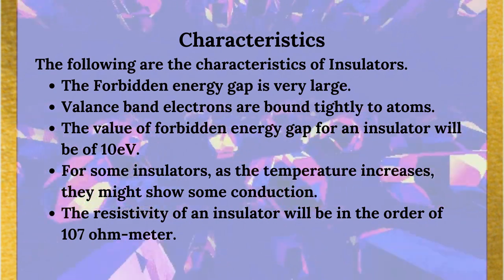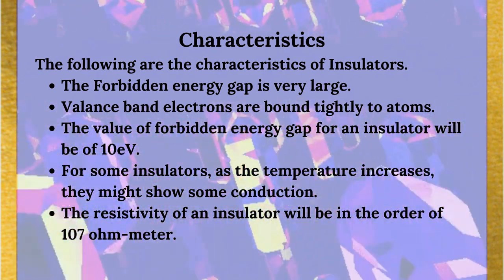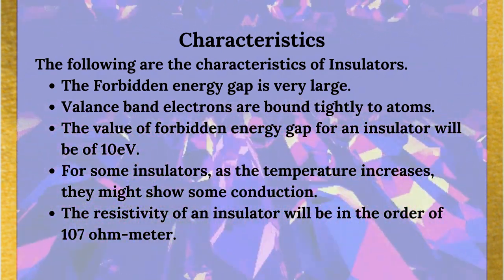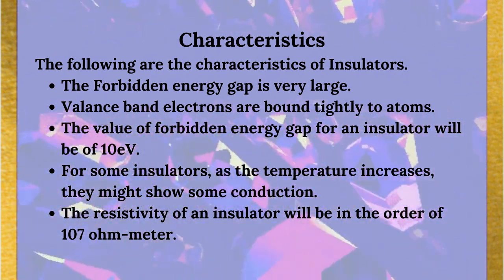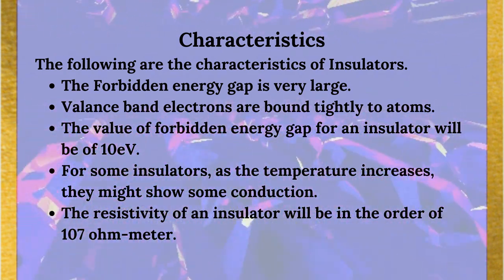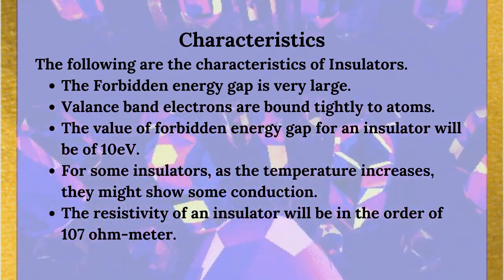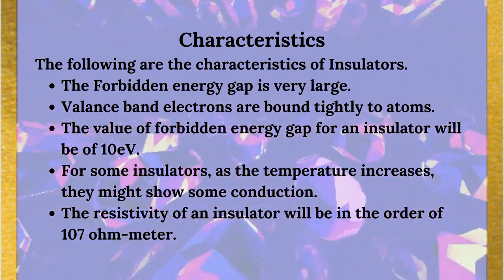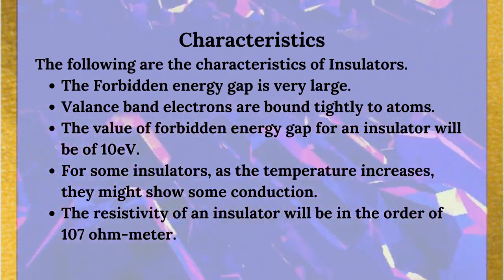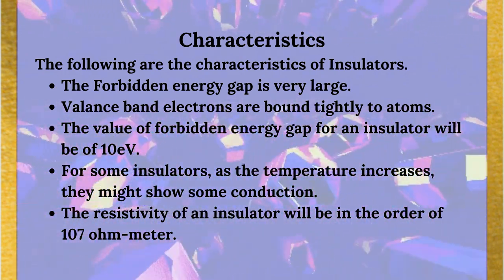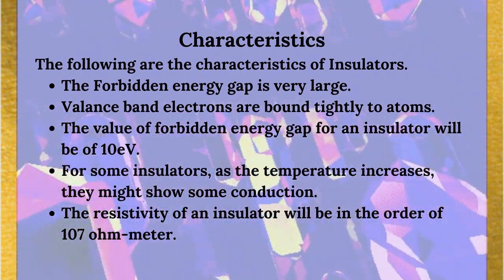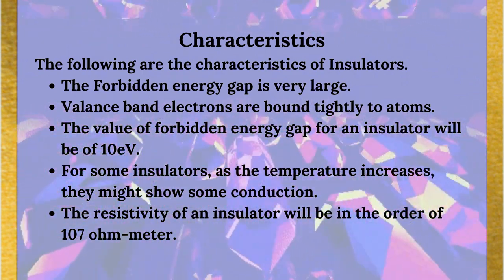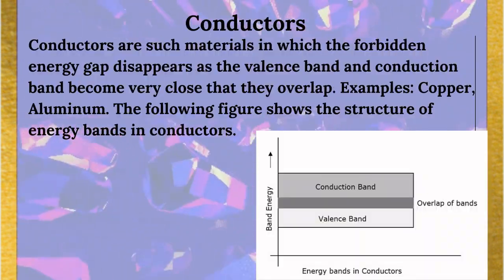The following are the characteristics of insulators. The forbidden energy gap is very large. Valence band electrons are bound tightly to atoms. The value of the forbidden energy gap for an insulator will be around 10 electron volts. For some insulators, as the temperature increases, they might show some conduction. The resistivity of an insulator will be in the order of 10^7 ohm-meter.